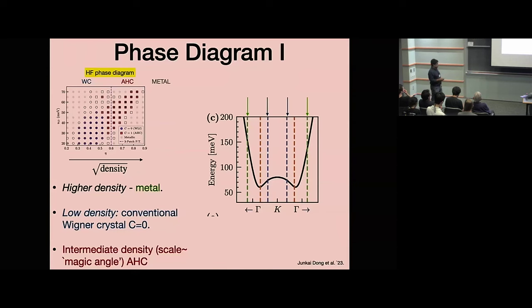Okay, so in the limit of very small densities, the problem reduces to one of a low density electron gas in a band that does not have Berry curvature. It's the usual Wigner crystal problem, if you like, and you end up getting a Chern zero insulator within the self-consistent calculation. So those are the two extremes, the Wigner crystal on one side and the metal on the other side. Okay, and if you're in an intermediate density, that's where you expect to see this anomalous Hall crystal.